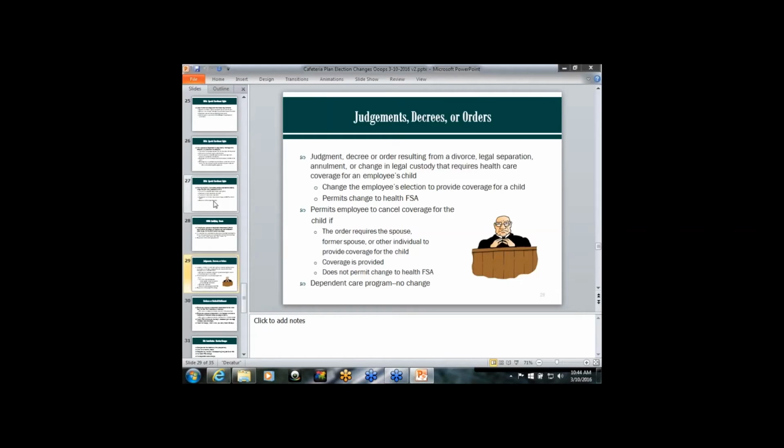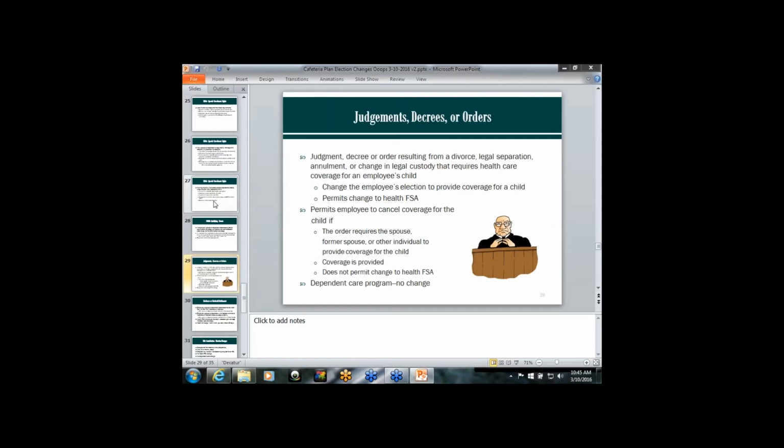And then finally, we have judgment decrees or orders. Again, not really wanting to go through all of this specifically, but I think the key thing you have to watch for is what we call those QMSCOs, a Qualified Medical Child Support Order. If the order says to change, you can change the employee's election to provide coverage for a child, you can also then change the health FSA. Also, under a judgment or decree, you can go ahead and cancel the coverage for the child if the order requires the other spouse or former spouse to cover the child and that coverage is provided. And when this happens, it does not permit the change to the health FSA. And again, no dependent care changes.